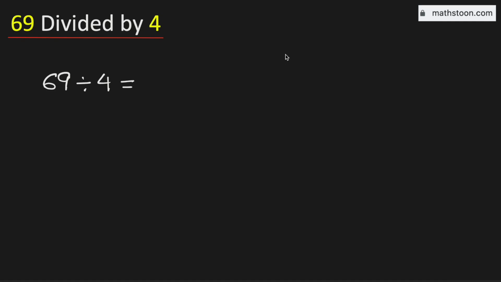In this video, let us learn how to divide the number 69 by 4 using the long division method. Consider the first digit 6. We know that 4 times 1 is 4. Subtract, we get 2. Now 2 is smaller than 4. That is why we will bring down this number 9 here.